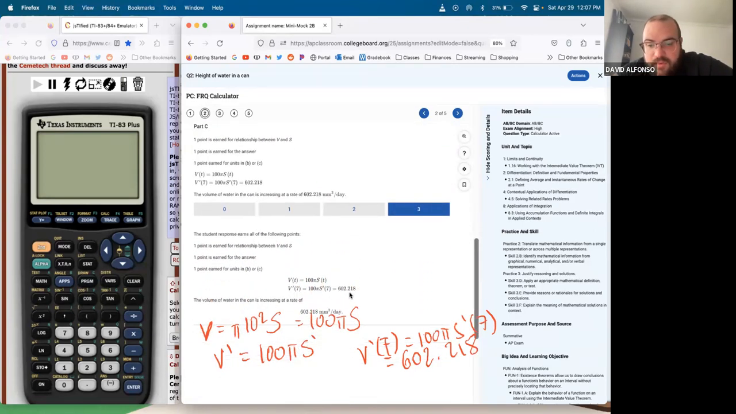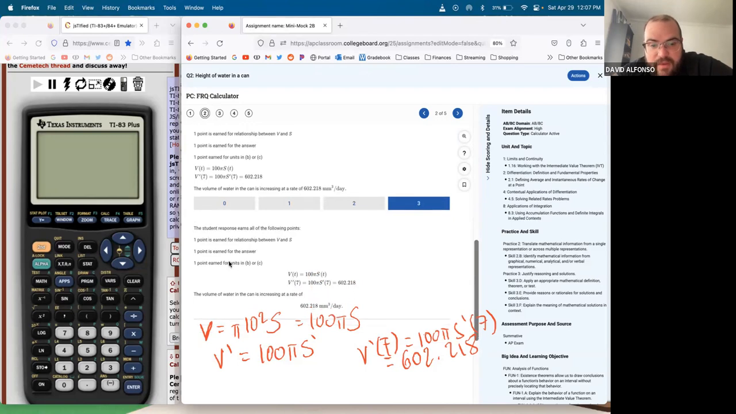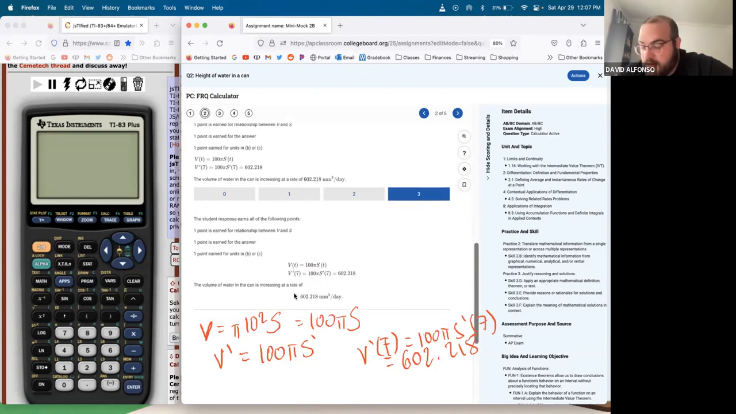602.218. And then 1 point for the units. So cubic millimeters per day. I forgot to write that as well. So yeah, this one is not a hard one, but you had to understand what they were asking for. Does that make sense?